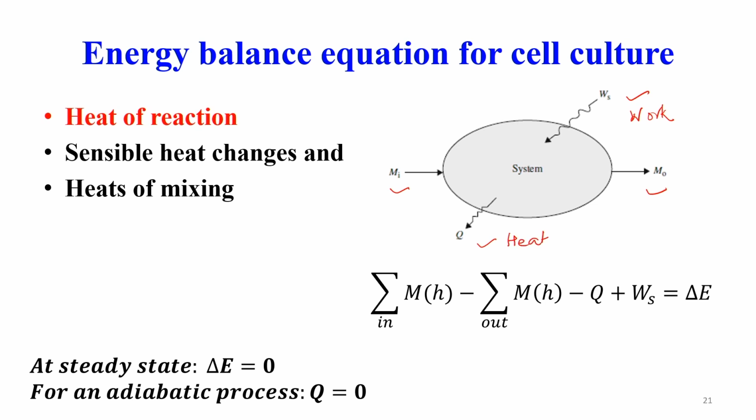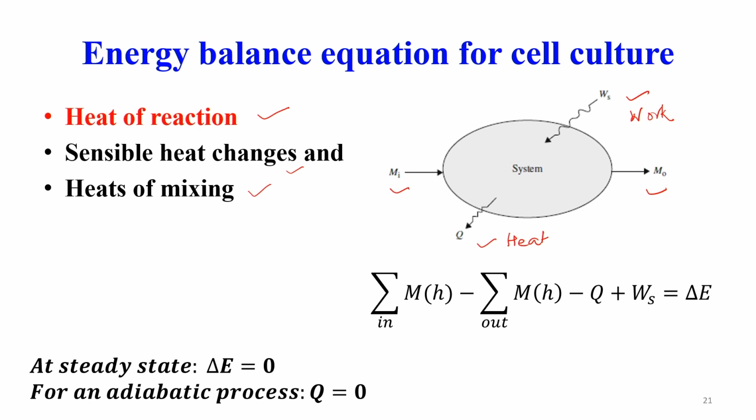What is the source of energy? There are mainly three sources: heat of reaction, change in sensible heat, and heat of mixing, particularly if you are dealing with an agitator. We require power for the mixing, and that generates heat.